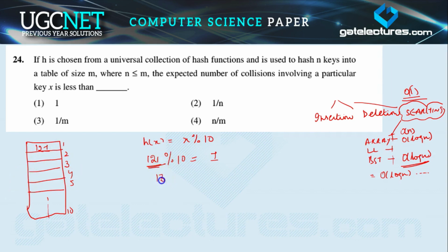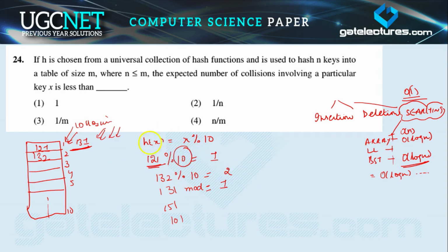So we place 121 at position 1, right? Now let's suppose the next key is 132, modulus 10, and we get 2. So at position 2, 132 is going to be placed. Now the next one is 131 mod 10, and this is 1. So 131 also maps here. Now this is a collision. Next are 151, 161, all are placed in this block, and again and again collisions are going to happen. This is because we are using a single hash function.